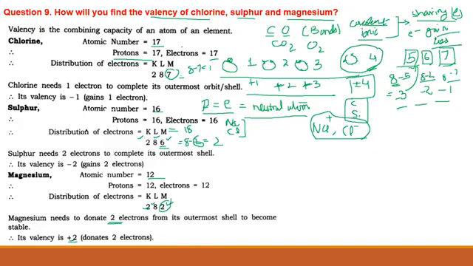When it donates electrons, the number of protons will definitely be more as compared to the number of electrons. It is not that protons are increasing. Protons are not increasing, only the electrons are decreasing. So the net charge is more positive.